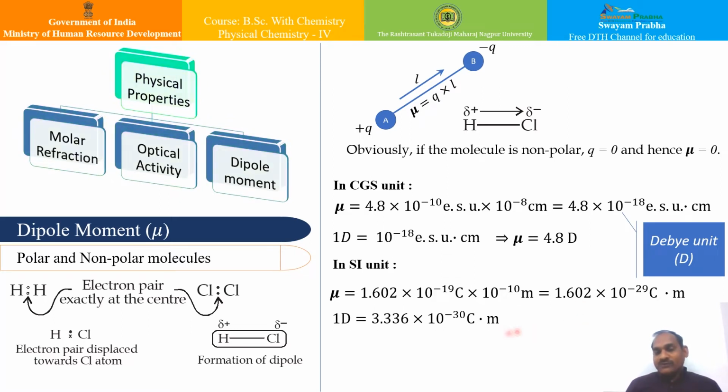So if I would like to find out the relation between 1 D and coulomb meter, it would be simply 4.8 D is equal to 1.602 into 10 to the power minus 29 coulomb meter. That means 1 D is equal to this quantity divided by 4.8, so it will be 3.336 into 10 to the power minus 30 coulomb meter approximately. And therefore in SI unit 1 D is equal to 3.336 into 10 to the power minus 30 coulomb meters.